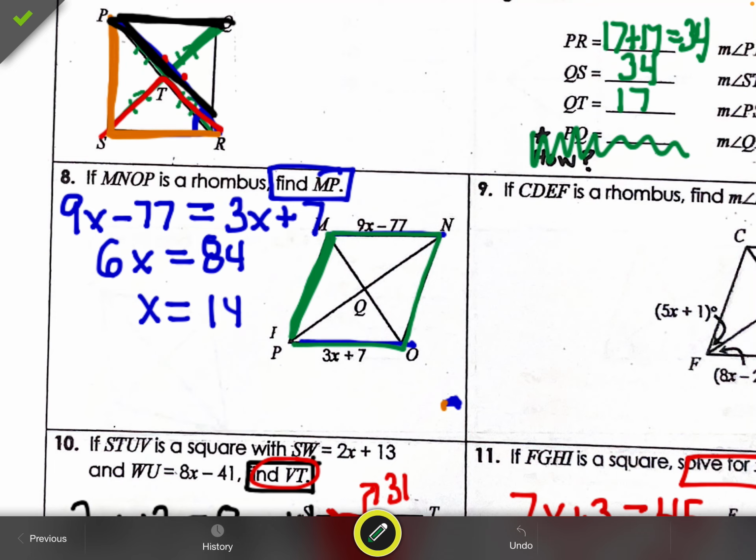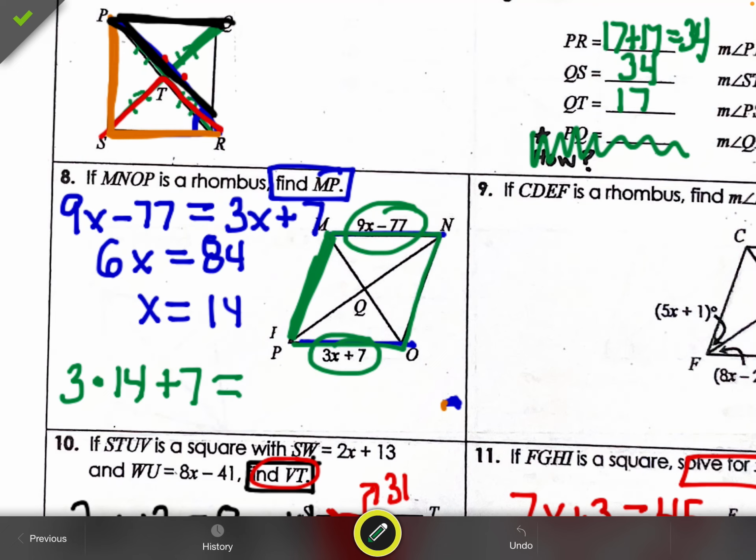They're congruent. So you have a choice. If you want to know MP, you can plug into what they have for MN, or you can plug into what they have for PO, because they're all the same. I'm going to go with the 3x plus 7, because it seems easier. So 3 times, what do we figure out our x was? 14, plus 7.